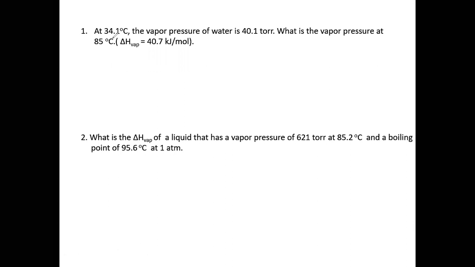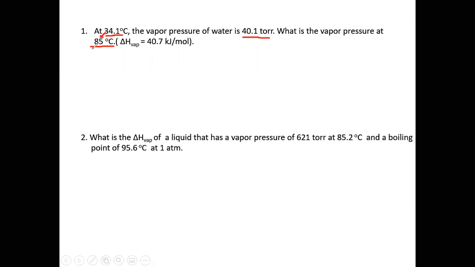One thing to notice is that for the first set of vapor pressure and temperature, we're at 34.1 degrees Celsius, and it has a vapor pressure of 40.1 torr. We want to know the vapor pressure at 85 degrees Celsius. Notice that we've increased the temperature, so our final vapor pressure should be greater than 40.1, because as you increase temperature, you increase vapor pressure. If our final answer is not greater than 40.1, that's a serious mistake.